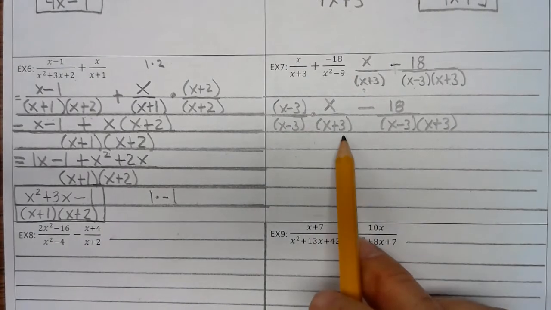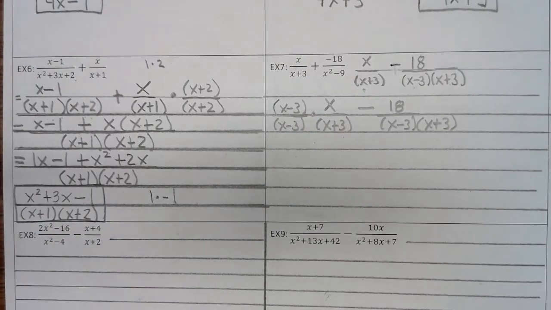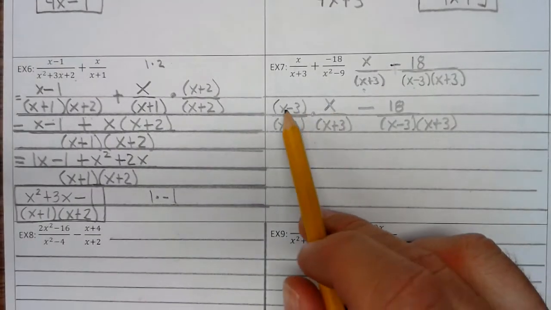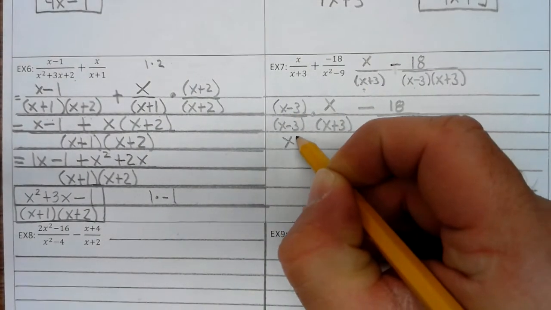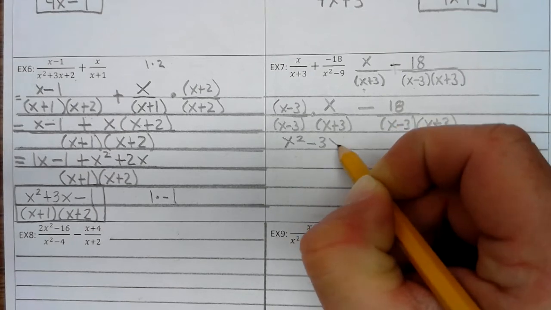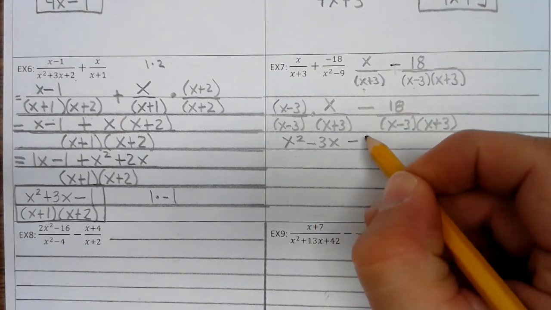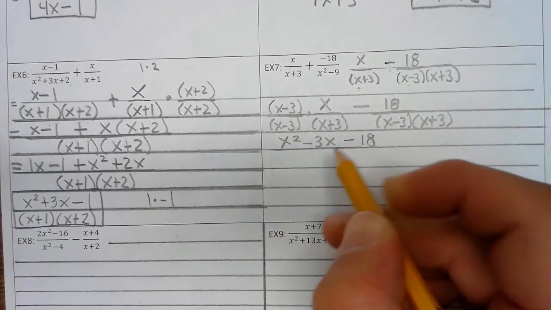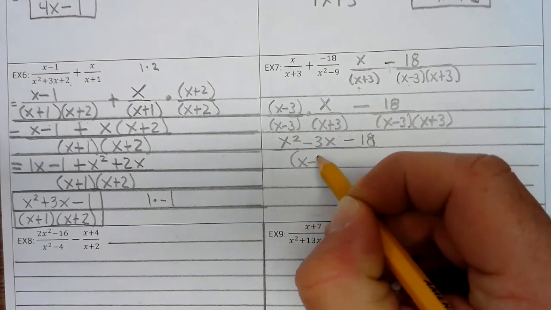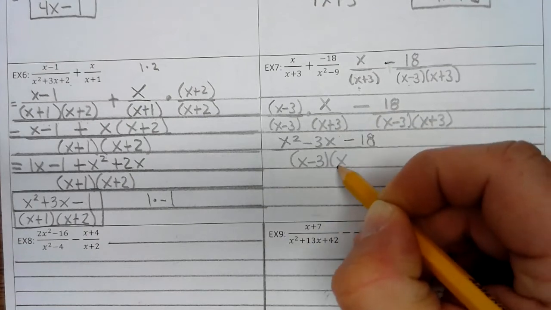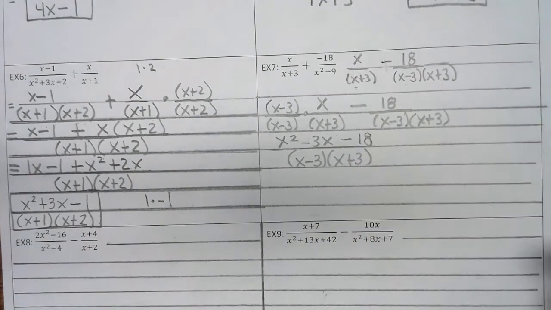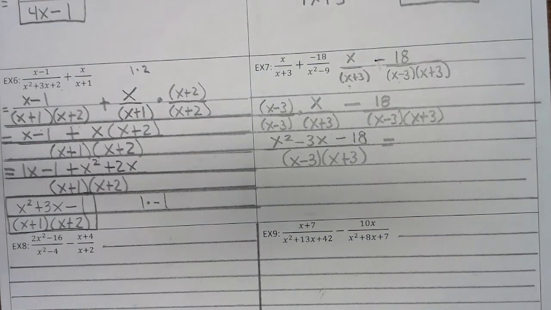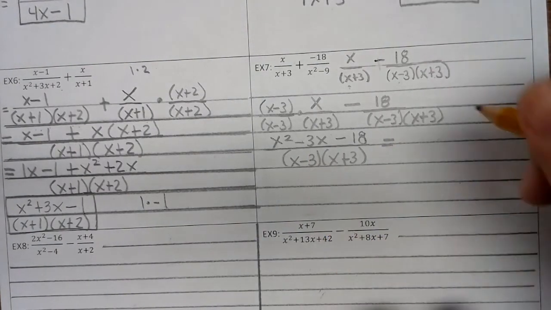Now the denominator is the same. We're going to simplify the numerator. Okay? And so then that's x times x squared minus 3x, we distribute the x, minus 18. And that's divided by x minus 3 times x plus 3. Now at this point we want to see if the numerator is factorable.